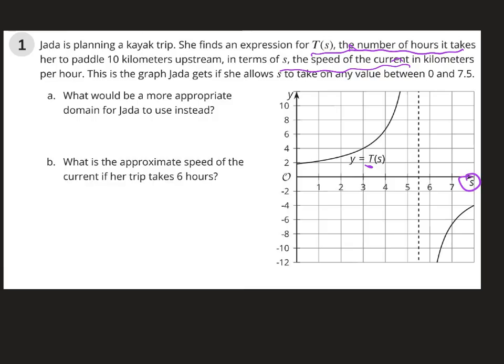This is the graph Jada gets if she allows S to take on any value between 0 and 7.5. So she's going all the way out to here, basically 7.5. This is not appropriate. We can see that the dotted line, which will not show up on your calculators, is called an asymptote. You cannot divide by this number. So the best thing we could do is approach that point.